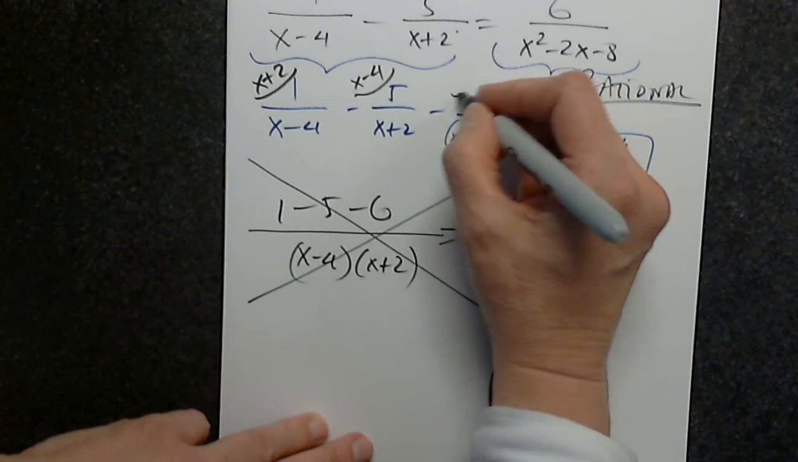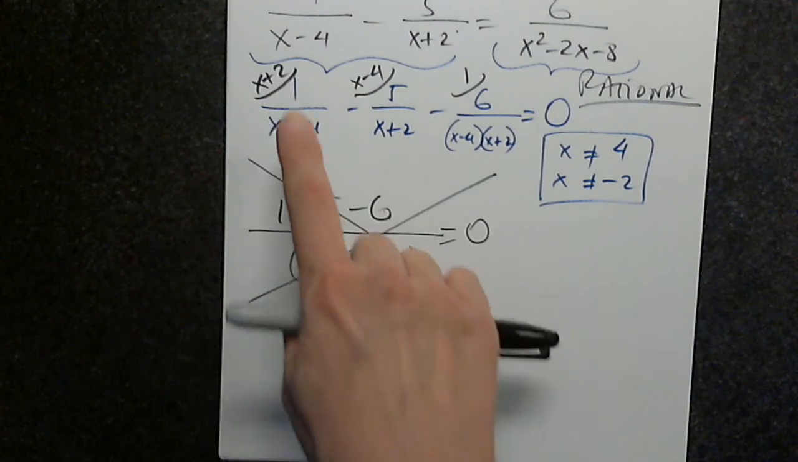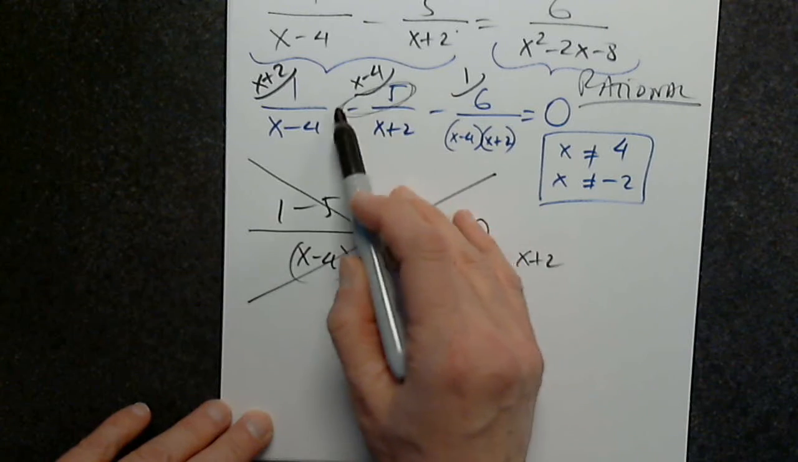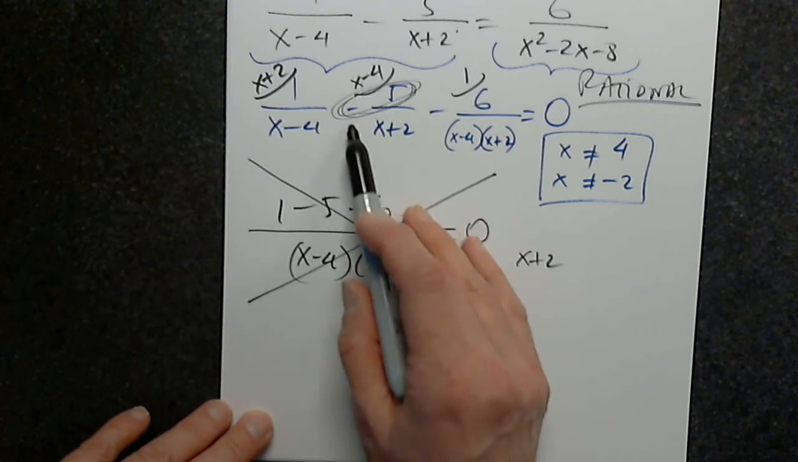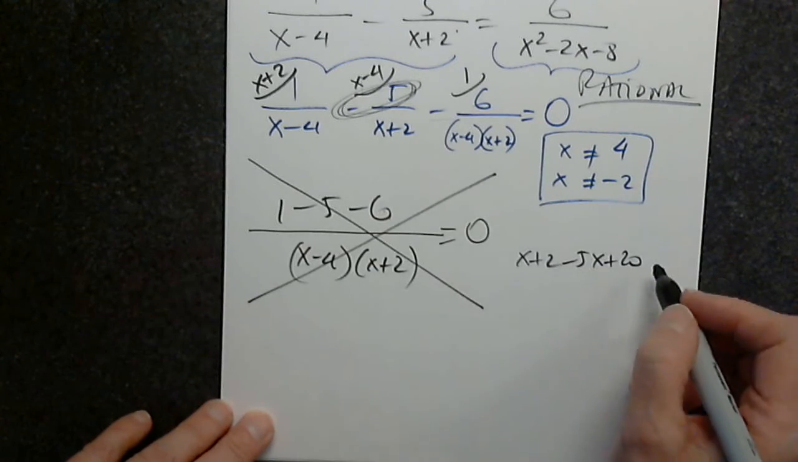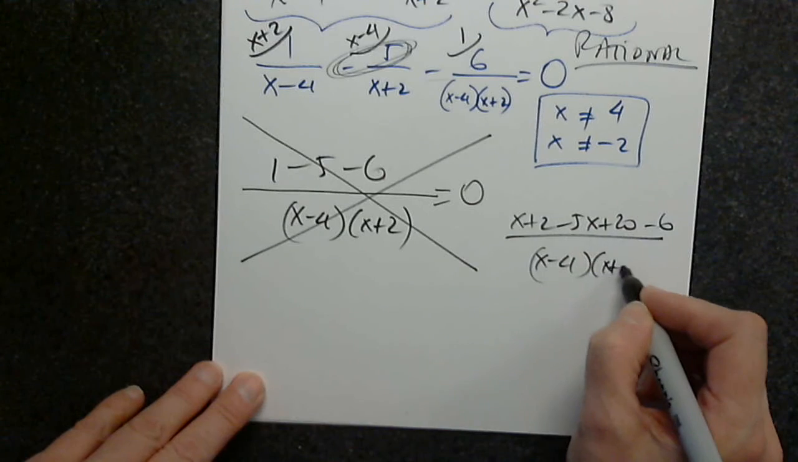This is the same denominator as the least common denominator. That's why you don't have to write anything, or just write 1 in case you want to keep it uniform and write something for every fraction. Now this will be correct. 1 times x plus 2, which is x plus 2, minus 5 distributed to these two terms, negative 5x plus 20 and minus 6. Everything divided by x minus 4 times x plus 2.